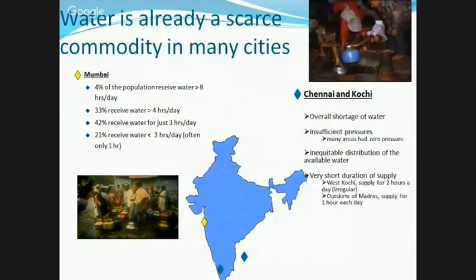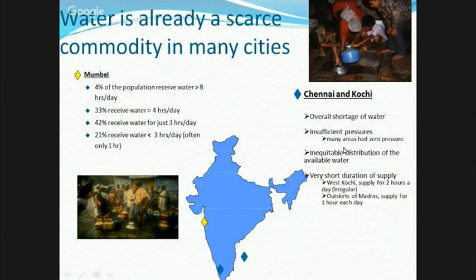You can see that water is already a scarce commodity in many cities. In Mumbai, 4% of the population receives water for less than 8 hours. 33% receive water between 4 to 8 hours. 42% receive it for just 3 hours per day, and 21% receive it for less than 3 hours per day, often only for 1 hour. In Chennai and Kochi also, there is an overall shortage of water.